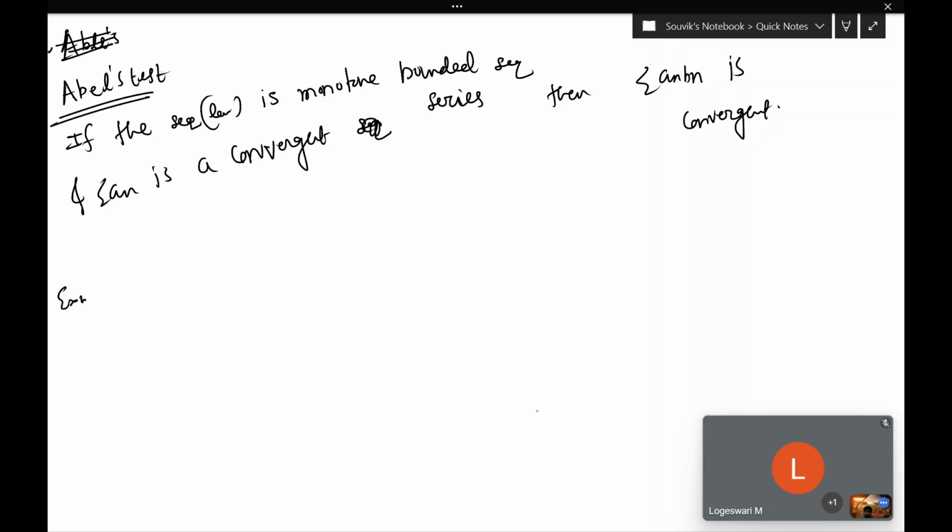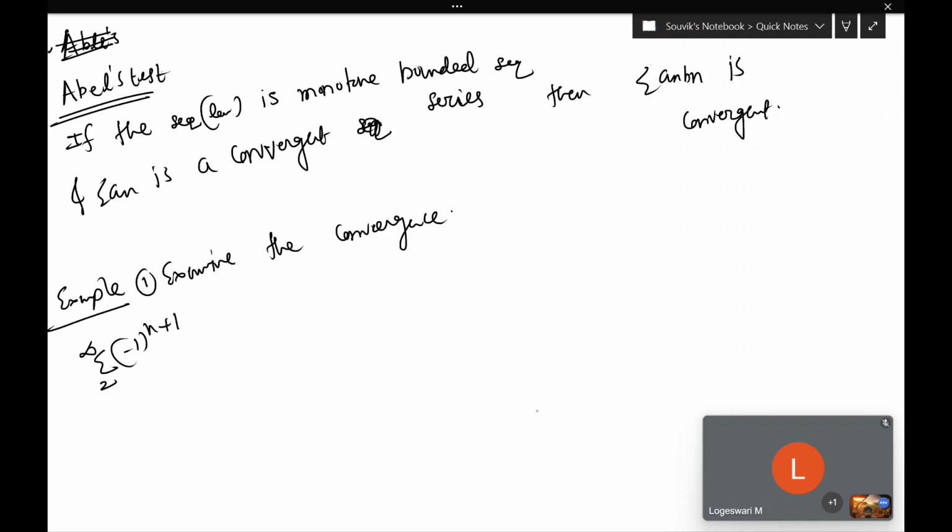Consider the following example. Examine the convergence. The series is the sum from n equals 2 to infinity of (minus 1) to the power n plus 1, into 1 by n log n. So Lagashri, can you please try to examine the convergence of the series using Abel's test? I shall wait for a couple of minutes. If you can solve it, please let me know.